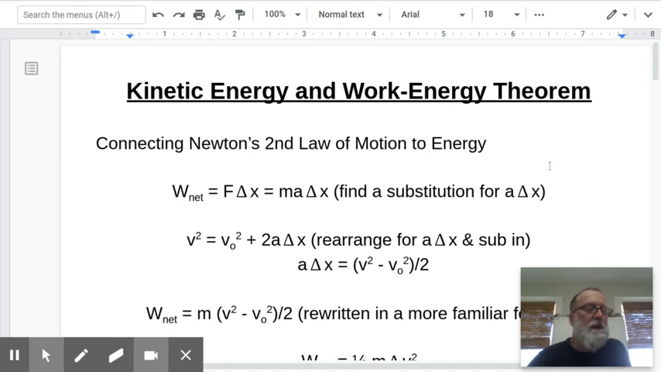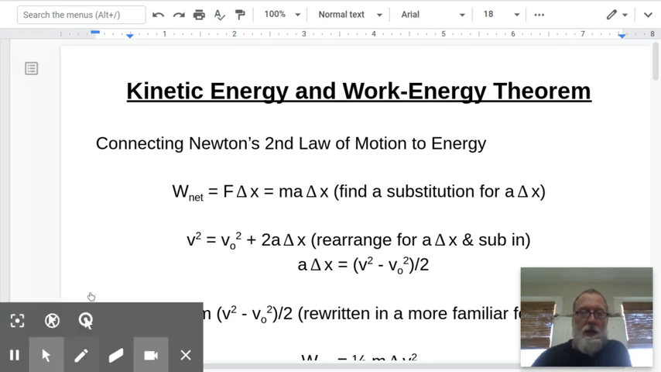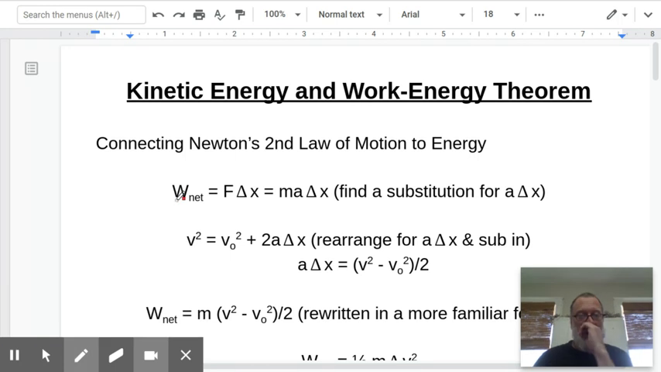Welcome back. This is Chapter 5, Section 2, and this is where we're going to learn about kinetic energy and the work energy theorem and how we can connect work, which we learned in 5.1, to energy. So we're going to go back to our definition for work, which we were given last time. Oh, and by the way, if you didn't watch the video on notes for 5.1, you should go back and watch yesterday's video. But from that, we learned that work net equals force times change in displacement.